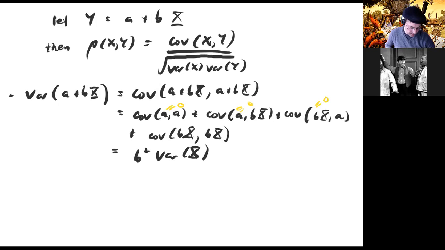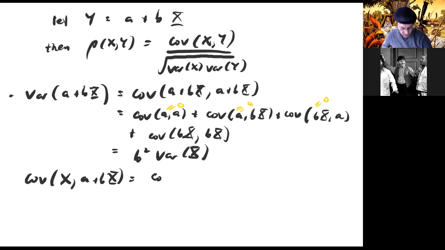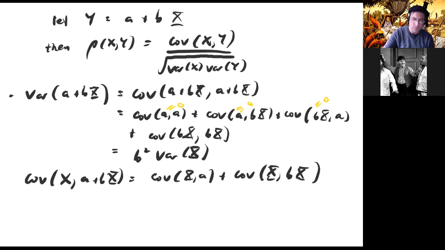Now, what is the covariance of X and Y? Well, that's the covariance of X with a plus bX. And this also, by bilinearity, breaks up as the covariance of X with a plus the covariance of X with bX. And again, the first term vanishes and the second term becomes b times the variance of X.